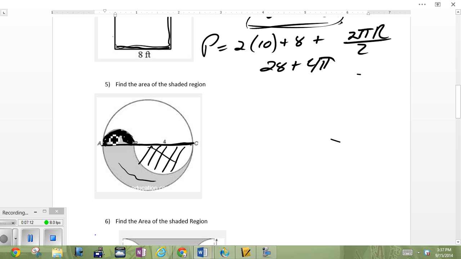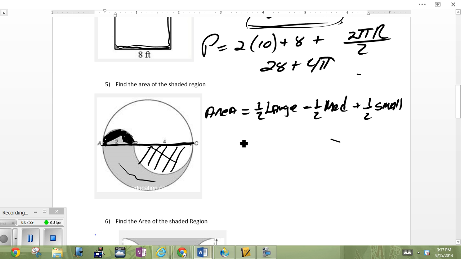Okay, so what are we looking at? The area is going to equal half the large circle minus half the medium circle, okay, that's this guy here, plus half the small circle. All right, so let me erase this so we can find the values there. Okay, so this length is 4, this length is 2, so the diameter of the large circle is 6, which means the radius is 3.